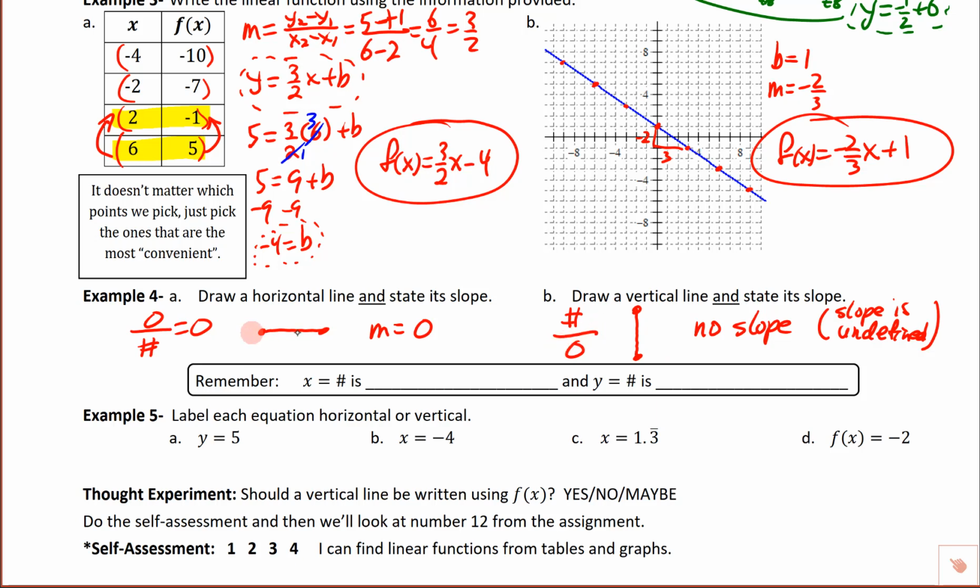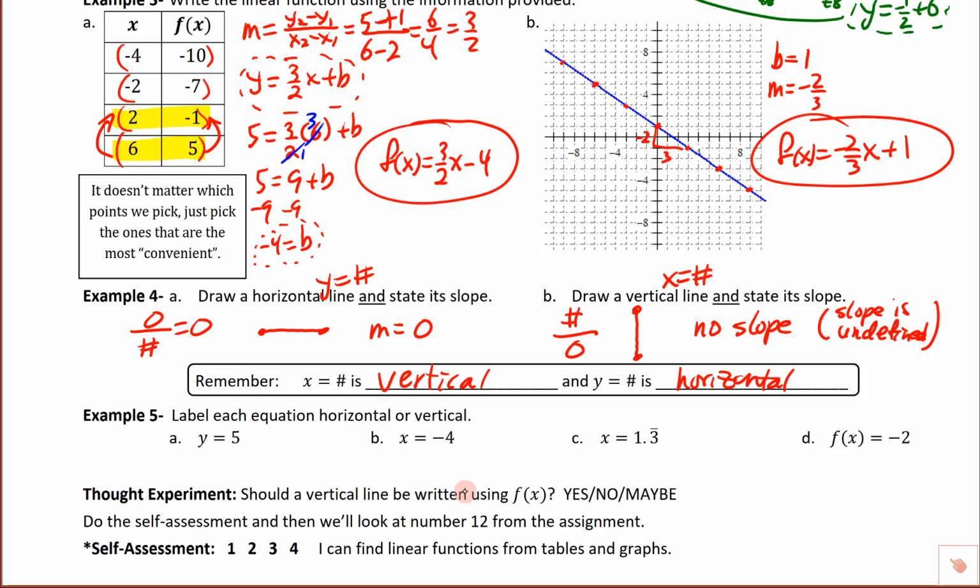So this is perfectly flat. This is so steep, there's kind of the opposite. There's no number that represents how steep it is. So x equals a number, that's this one right here, is a vertical line. So if you see x equals a number, it's a vertical line, and y equals a number is a horizontal line. So horizontal, y equals a number, vertical, x equals a number. So make sure that you have those straight.